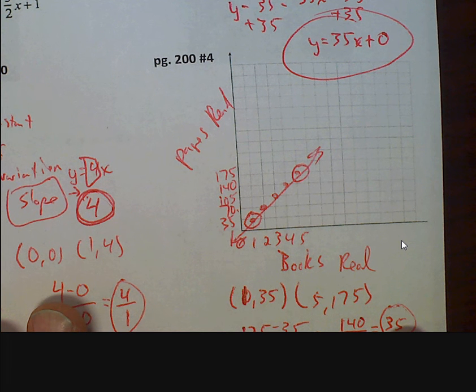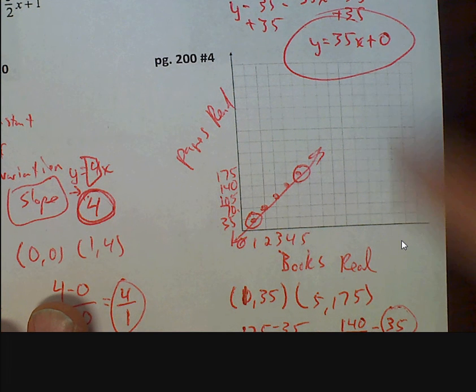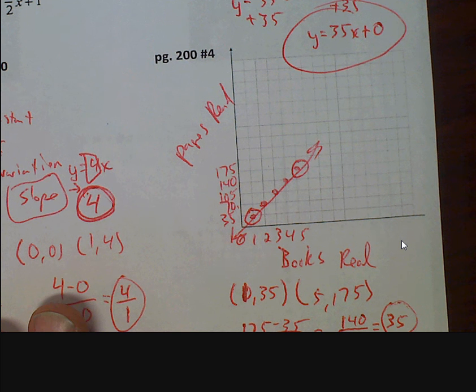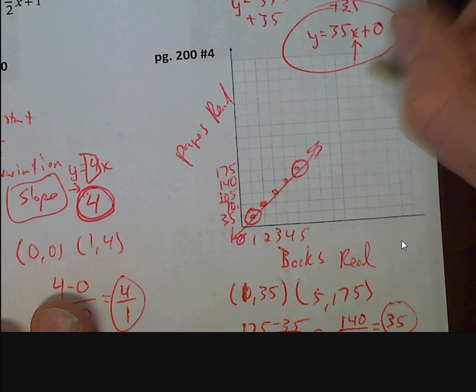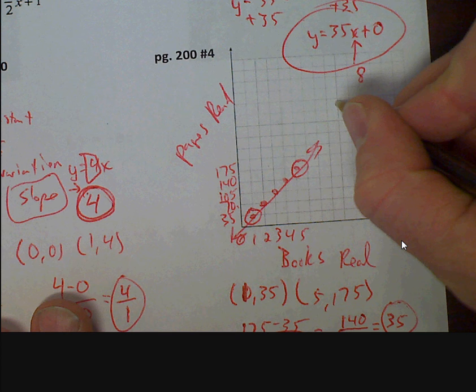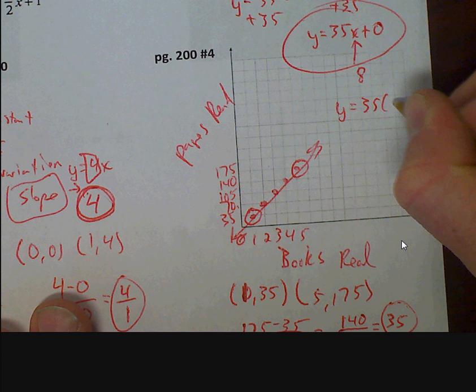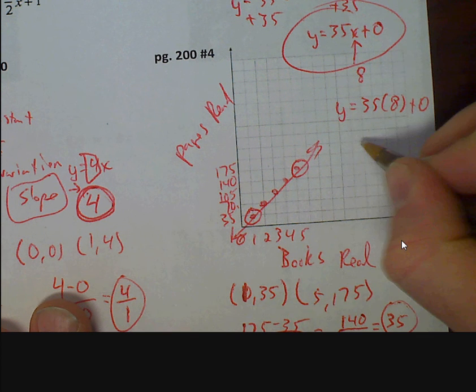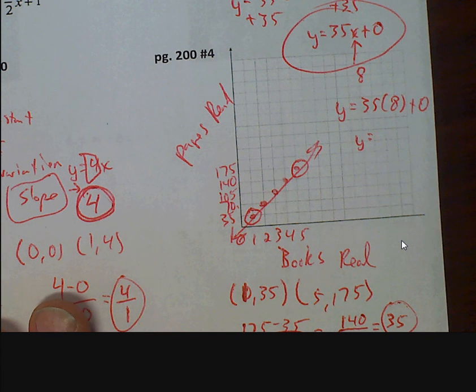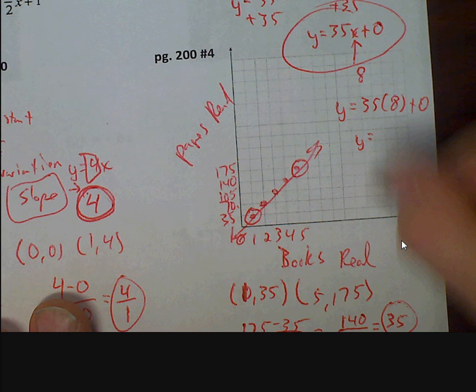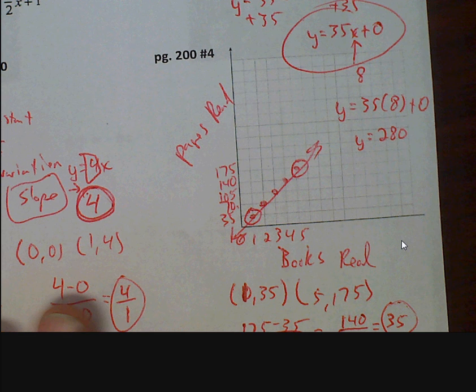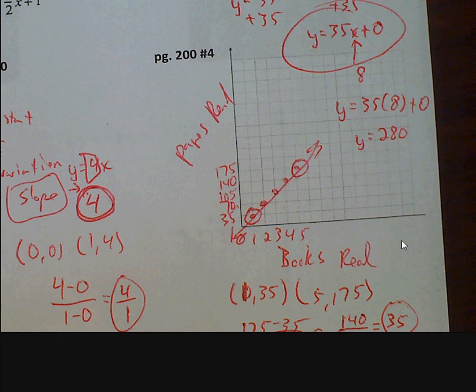And then it says find the number of pages read if 8 comic books were read. So I need to go ahead and plug in 8. If I plug in 8, I have y equals 35 times 8 plus 0. Y equals 35 times 8 gives me 280. That's it.